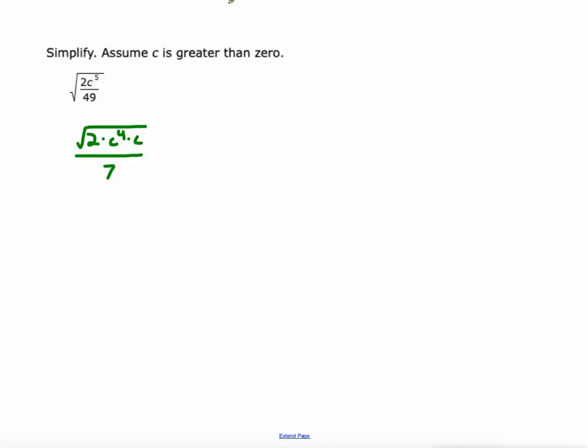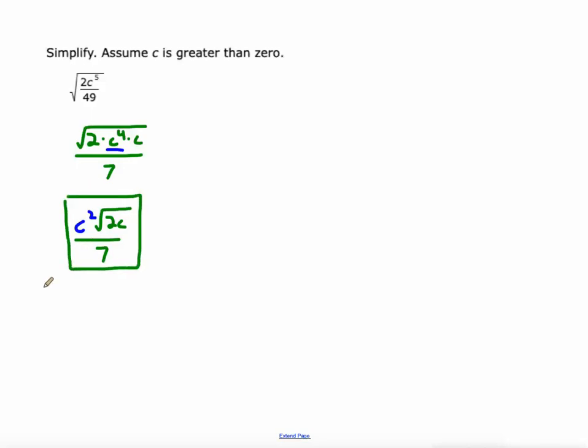All right, so we've got the square root of c to the 4th is c squared. Inside the square root sign in the numerator, we still have 2 and c over 7, and that is simplified.